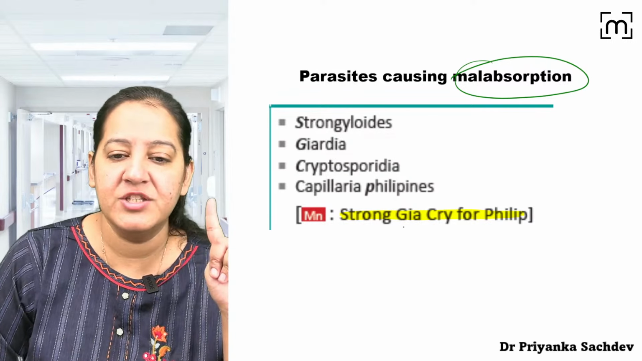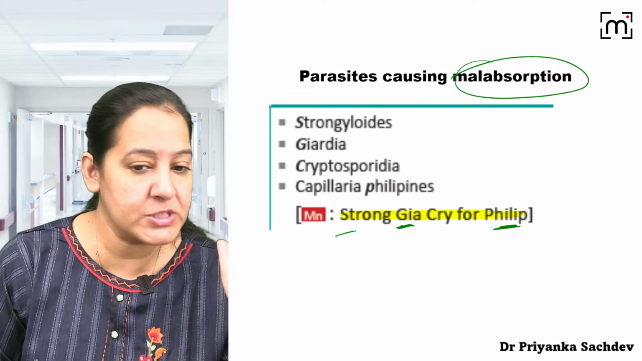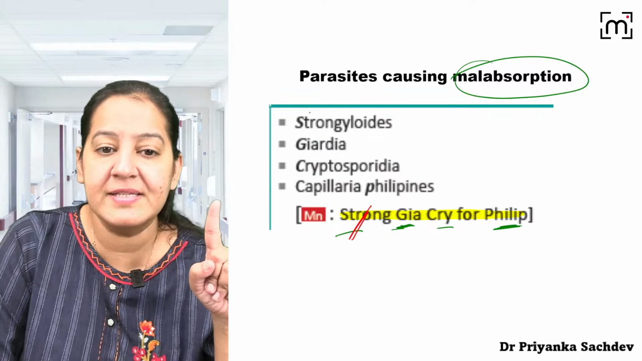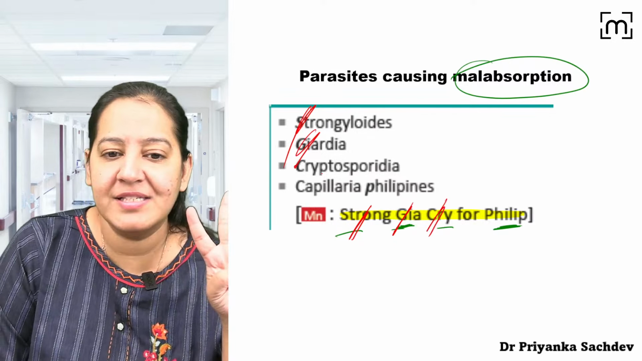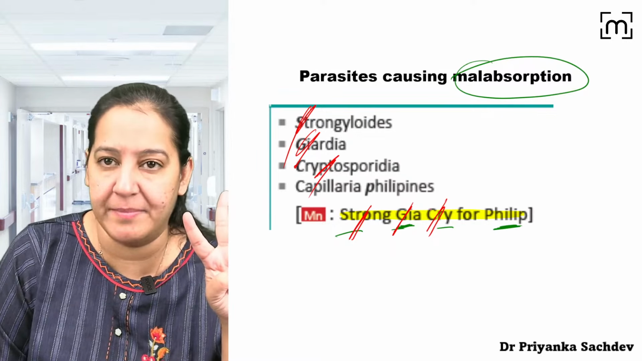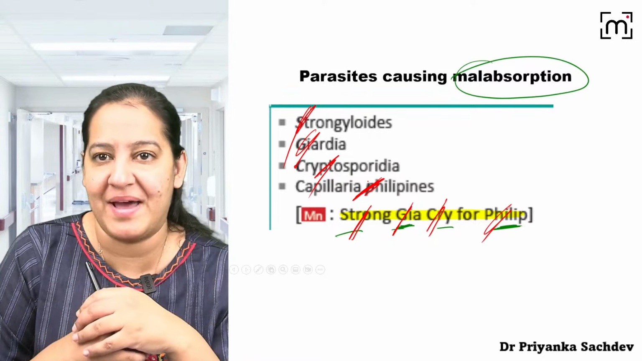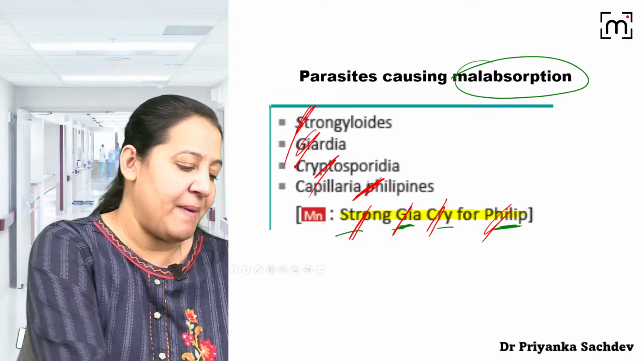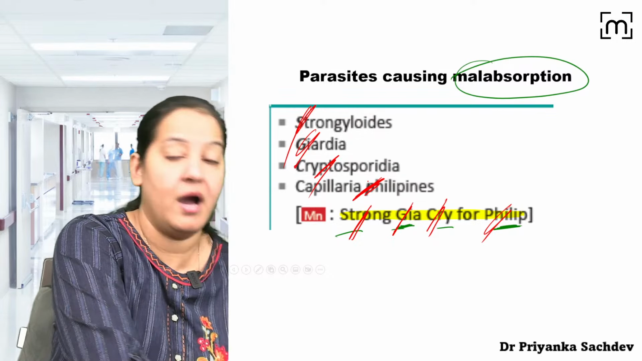So the mnemonic is, Gia is a girl and she is crying for a boy. The name of the boy is Philip. So strong Gia cry for Philip. It is a mnemonic, right? So strong is Strongyloides. Gia is Giardia. Cry is Cryptosporidium. And Philip is Philippines. It is Capillaria philippinensis. It is a parasite. So strong Gia, cry for Philip, right? So these are the names of the parasites which cause malabsorption. You can learn strong Gia, cry for Philip.